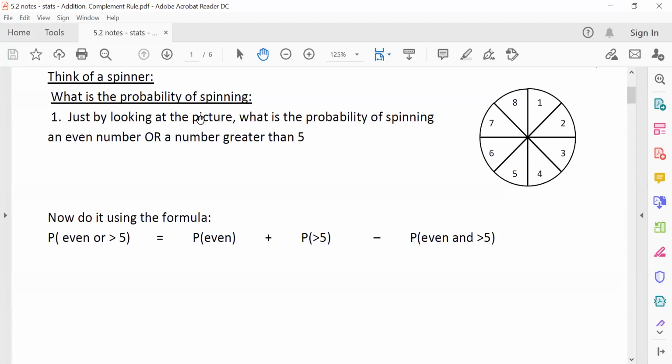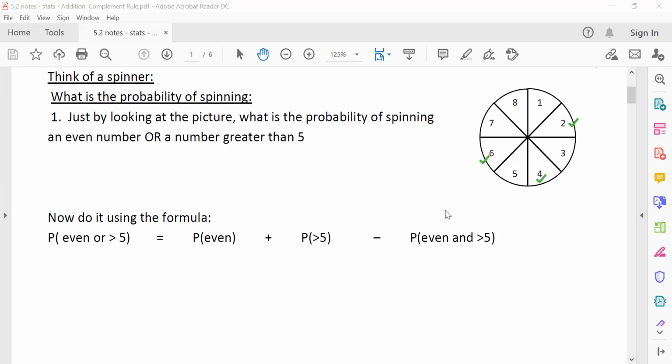So look at the word or. Well, let's just count all the spaces that are either an even number or a number greater than 5. I'm going to put a little check mark next to the numbers that will satisfy that. 1 doesn't do it because it needs to either be an even number, which 1 is not, or a number greater than 5, which 1 is not. But 2 will do it. 2 is at least an even number. 3 won't do it. 4 will do it. 5 won't do it because the number has to be strictly greater than 5 or even.